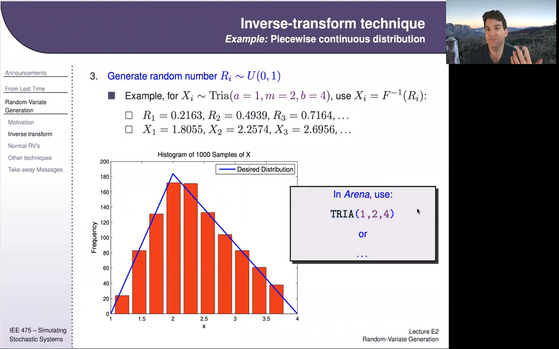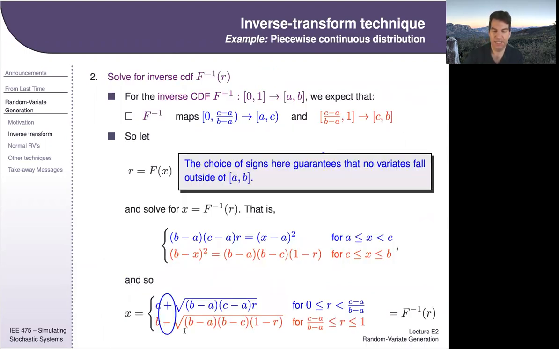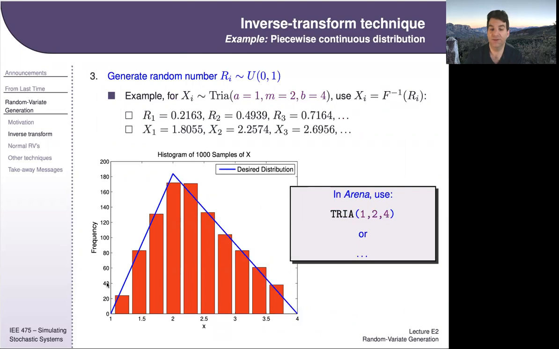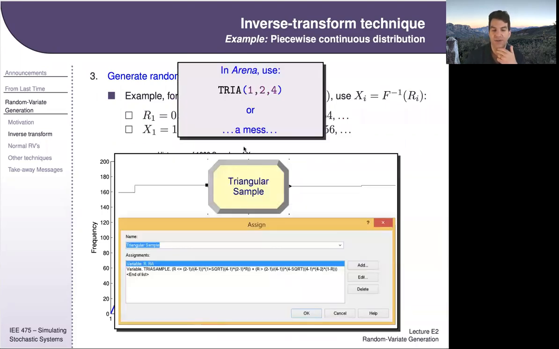But imagine if they didn't. Well, you could go back and implement this ugly thing in Arena. So what would that look like? You can create a little assignment block like this one in Arena, and you can assign a random variable R to RA, which is Arena's shorthand for a uniform random number between 0 and 1. Then you can implement this ugly formula, which I'll zoom in on here, which uses that random draw from R.